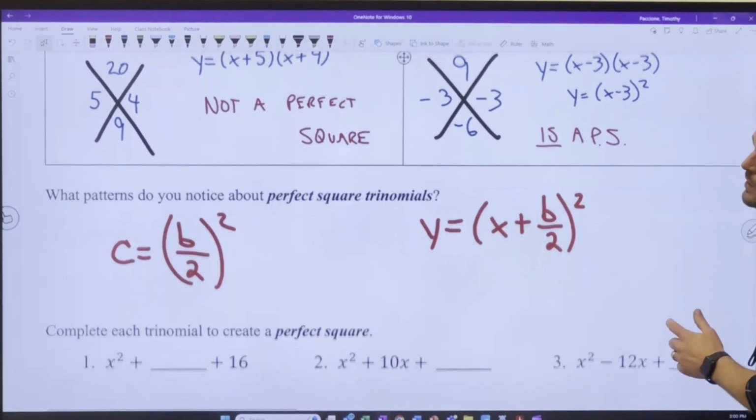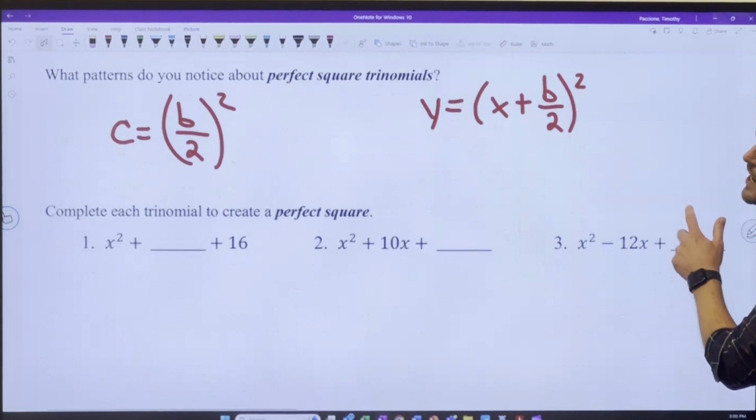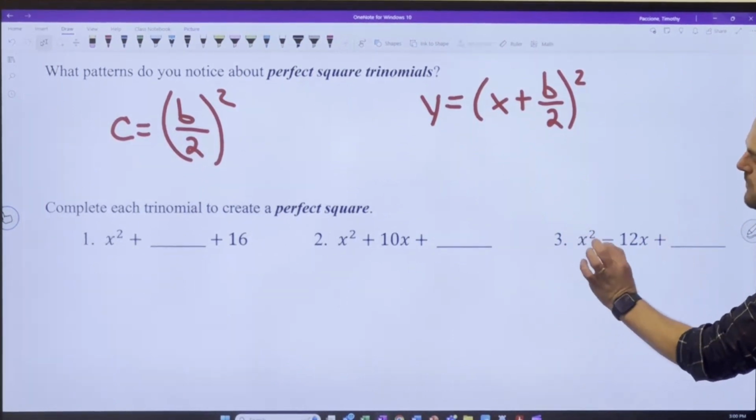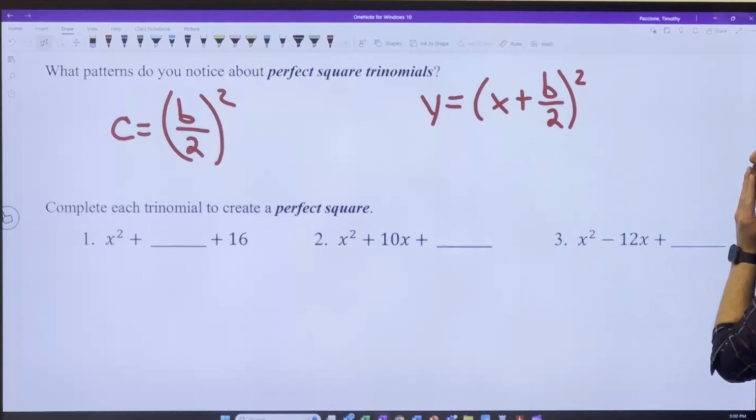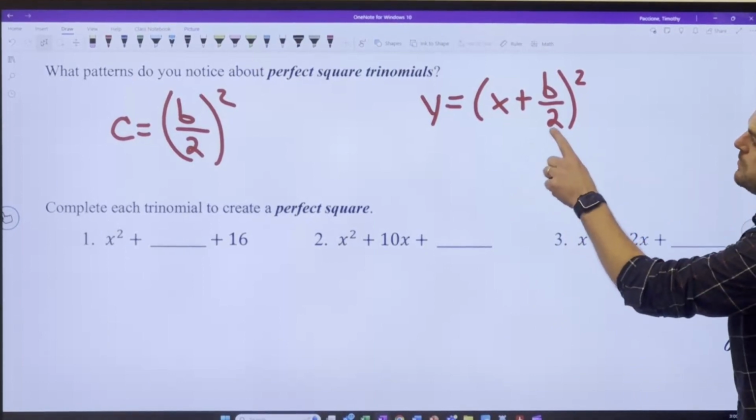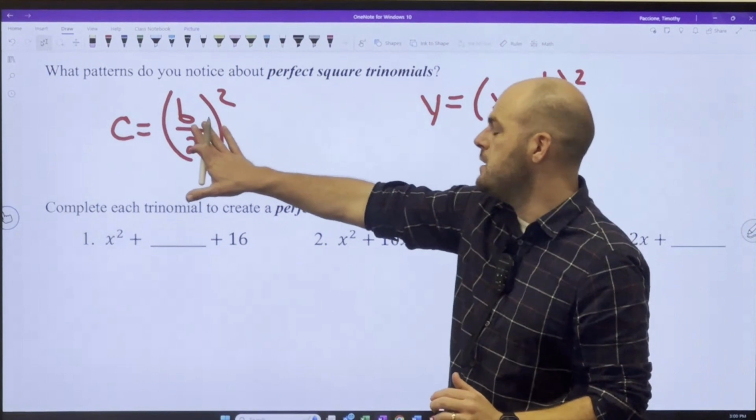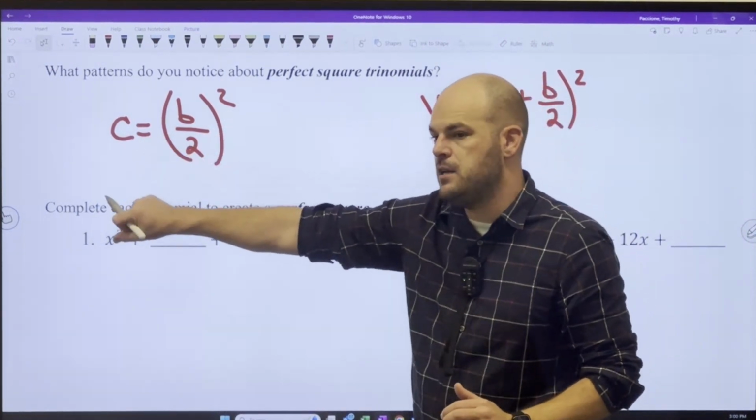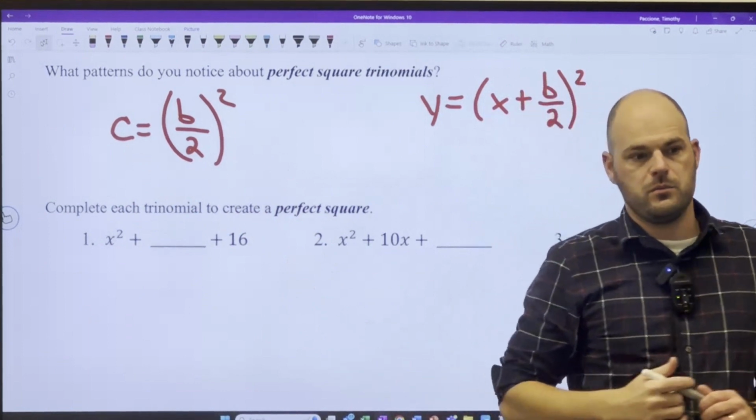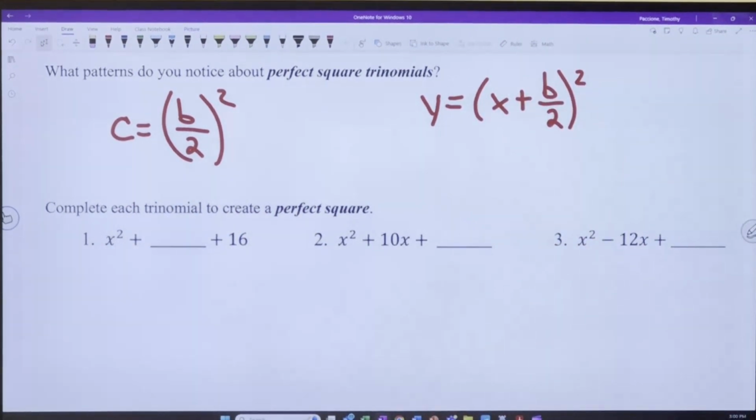For now, let's practice using this. Let's try to find the missing b and c values here using these two formulas. For b, you'll have to solve. For c, you just plug in b. Okay? So go ahead and try that. I'll give you a couple minutes.